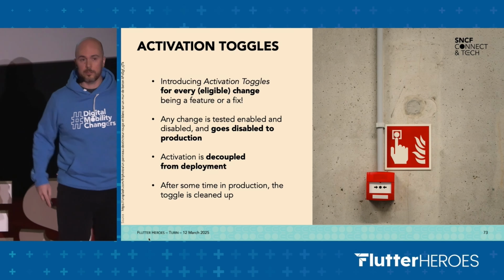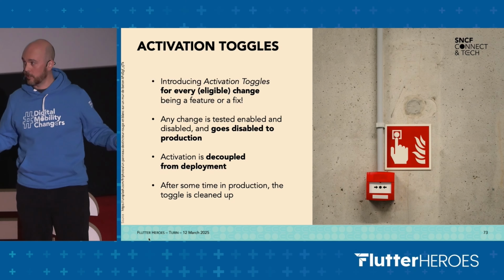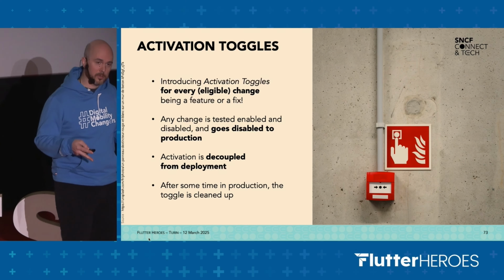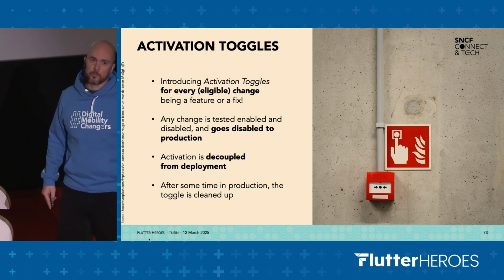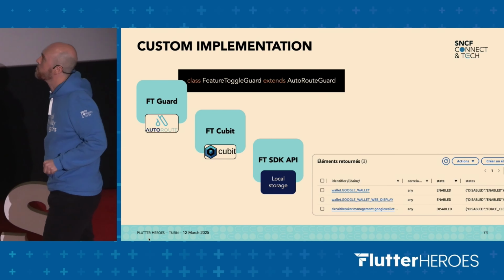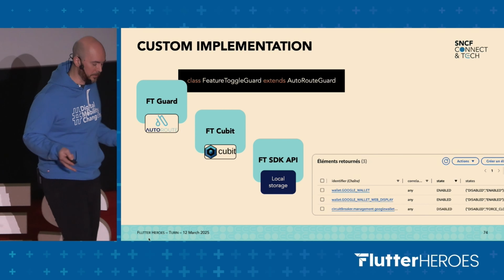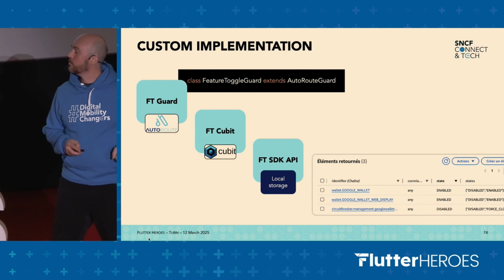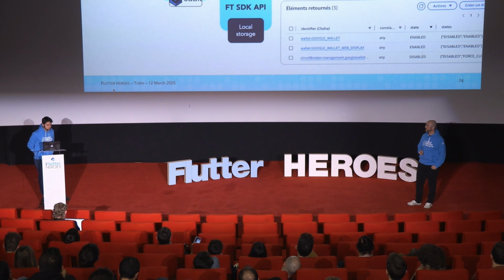This way, most of the impact of the change, the activation, happens later, possibly days later. It's decoupled from the deployment. And after some time in production, once it has proven stable, we remove this temporary toggle. So if we look at the implementation, it's quite simple. That's our custom implementation. Yes, we've built a guard for auto_route navigation that will prevent us from navigating to a hidden path in the application.